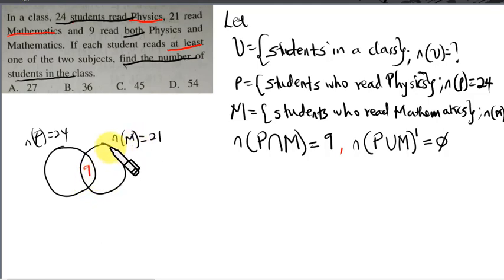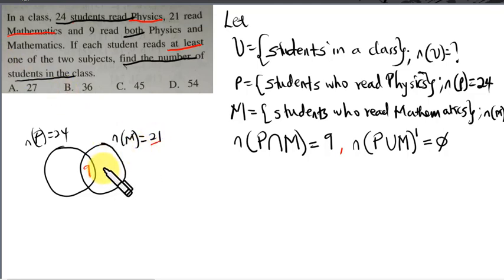Now, if you look at the circle, that is the circle for mathematics. The entire circle, I'm told that those who read mathematics, they are 21. And you can see that if I try to delimit or to look at the circle of students who study mathematics, it includes the number 9. Now, this entire circle is 21, but part of it is already 9. So the remaining part is going to be 21 minus the 9.